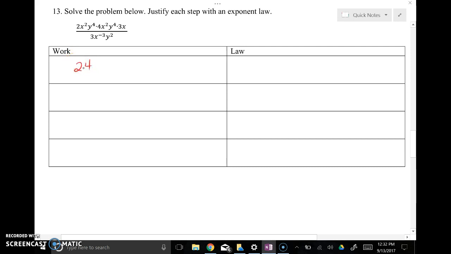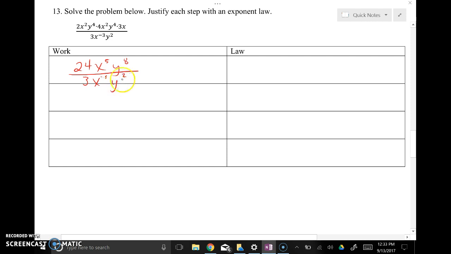Now I'm going to concentrate on my x's. x squared times x squared times x to the 1st. Remember, when I multiply like bases, I add the exponents. So 2 plus 2 is 4. Plus 1 more is 5. So this will be x to the 5th power. All right, now I'm on my y's. y to the 4th times y to the 4th. Add the exponents. 4 plus 4 is 8. y to the 8th. And then now I've got my bottom. 3 x to the negative 3 power and y to the 2nd.